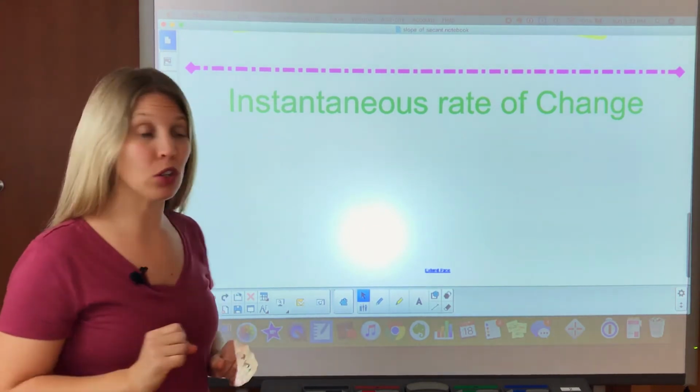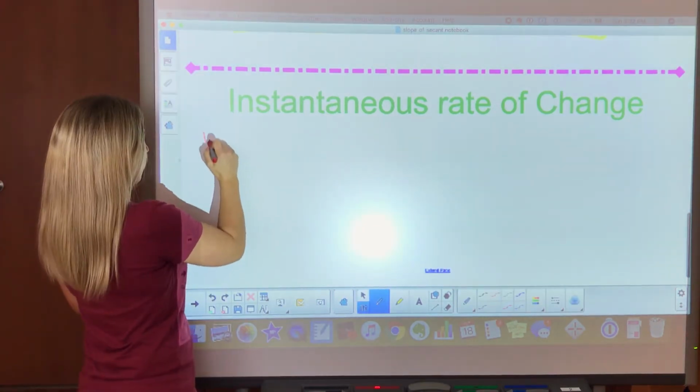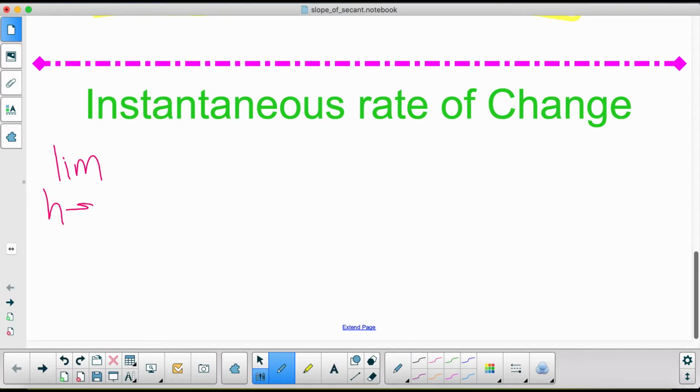So this is what it'll look like. If we take the limit as h goes to 0 of the slope of the secant line, remember m stands for slope, this will equal the slope of the tangent line.